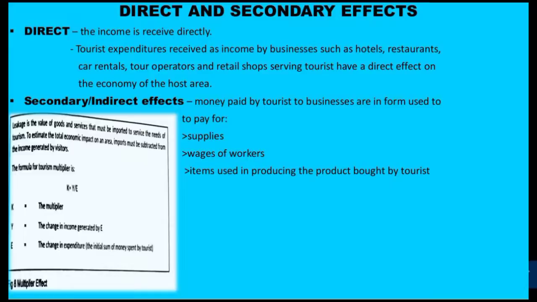The direct and secondary effects. Direct, the income is received directly. Tourist expenditures received as income by businesses such as hotels, restaurants, car rentals, tour operators, and retail shops serving tourists have a direct effect on the economy of the host area. Secondary or indirect effects. Money paid by tourists to businesses is in turn used to pay for supplies, wages of workers, and items used in producing the product bought by tourists.